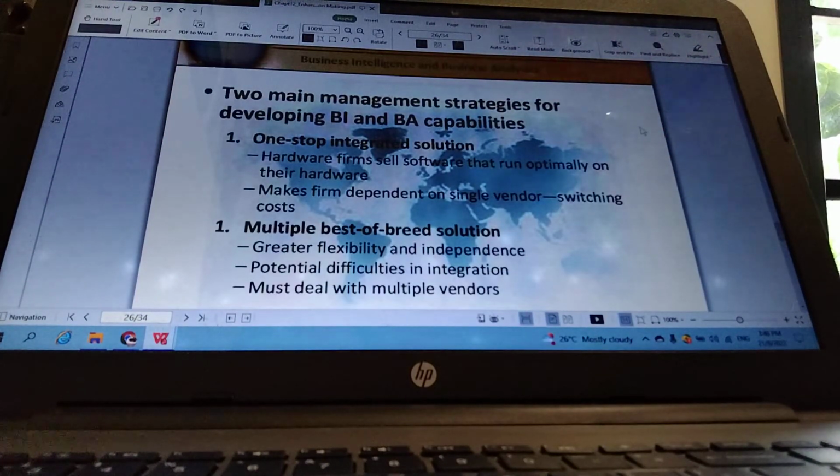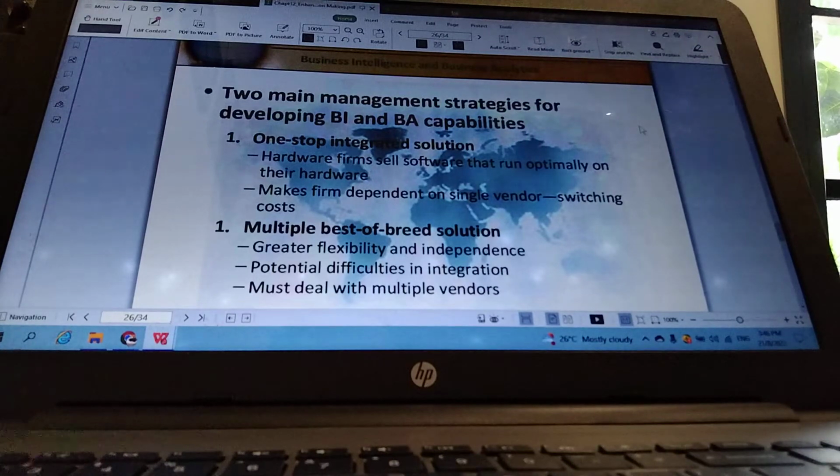There are two main management strategies for developing BI and BA capabilities. I think it's good for us to look at why management today are going for BI and BA, mainly in the process of decision making. One of the main reasons is because they can use the BI and BA features or capabilities as a one-stop integrated solution.